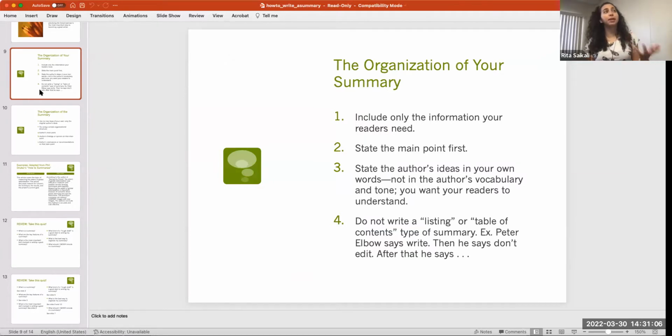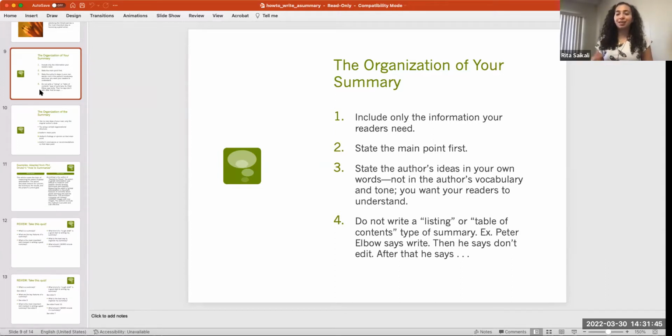All right, so how should it be organized? Well, your organization should include only the information your reader needs. For example, you do this all the time in talking. If you're trying to tell someone a story, you don't tell them every single detail. You tell them what you think is important for them to hear and understand the story. Same in the summary. You're not rewriting the article or the text. You are just thinking of what is important and sharing that. Number two, you state the main point first. That's the first thing that happens.